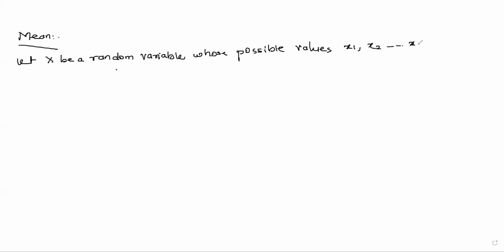Let x be a random variable whose possible values x1, x2, up to xn occur with probabilities p1, p2, up to pn respectively.